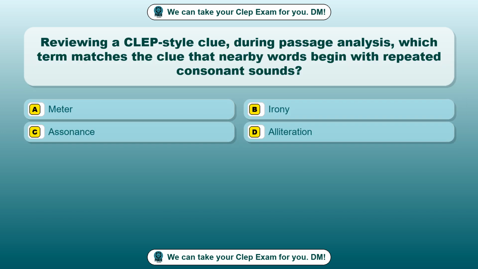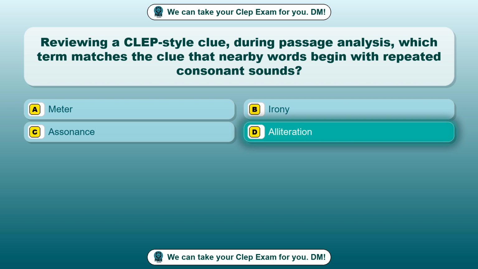Question 99. Reviewing a CLEP style clue, during passage analysis, which term matches the clue that nearby words begin with repeated consonant sounds? Option A. Meter. Option B. Irony. Option C. Assonance. Option D. Alliteration. The correct answer is option D.